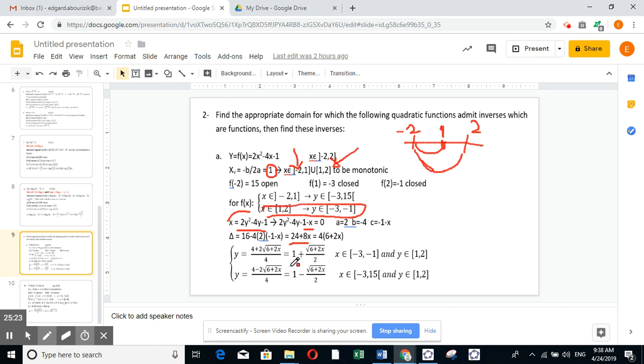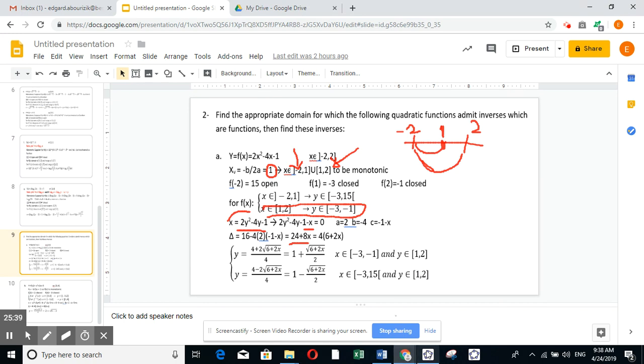Okay, this is to the right, and 1 plus, so 1 more than 1. So this will be the domain, this will be the range. Here will be 1 minus from that side, less than 1. Less than 1, it's from -2 till 1. This will be its domain, and this will be its range.